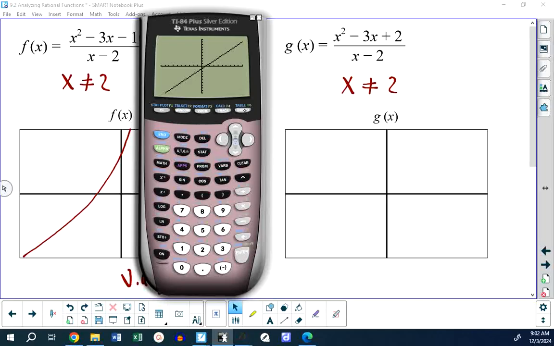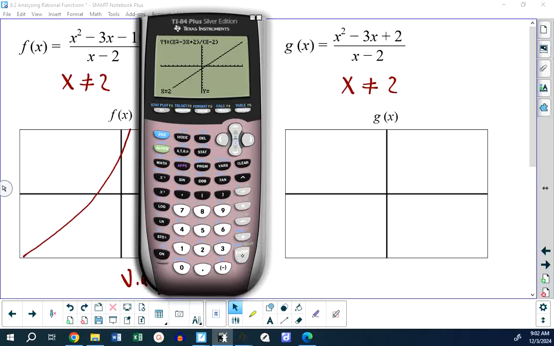But a line contains every single point. And x is not allowed to be 2. So just like the previous one, if we go trace 2, the calculator doesn't return a result. There is no y coordinate at x equals 2, because x can't equal 2.